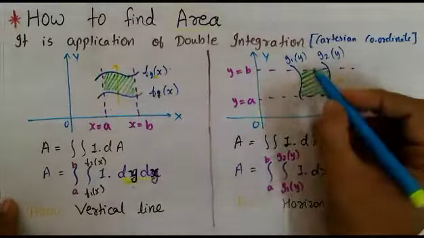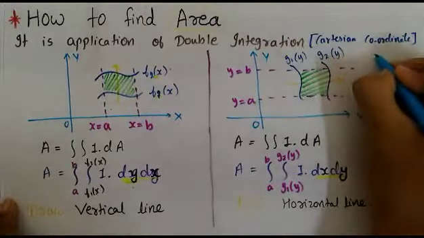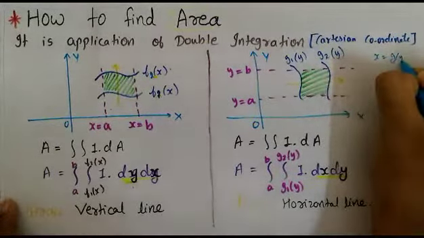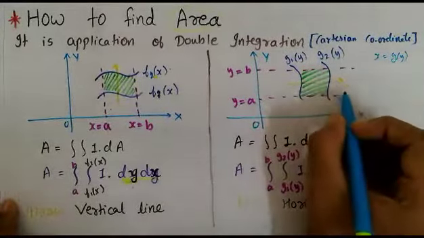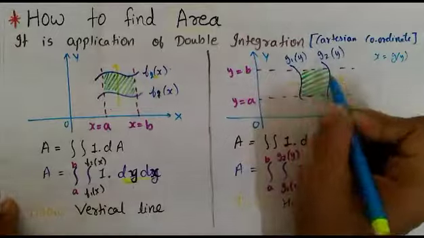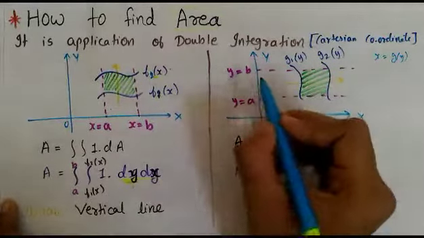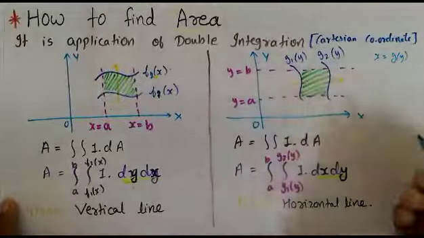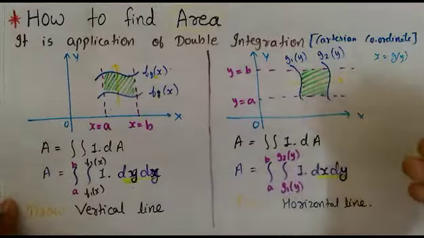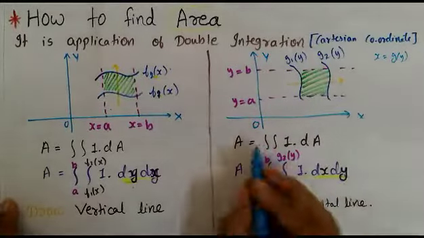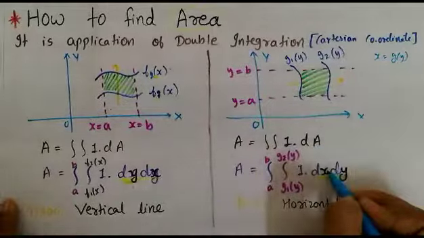Now when the function is in the form of y, for example you are given x is equal to g of y, if you are given two functions, then what you have to do? You have to draw those functions. Here y is constant, y is from A to B, so the outer will be dy. By this we can judge that the outer limit will be dy. Area is equal to double integration 1 into dA. dA is equal to dx dy.